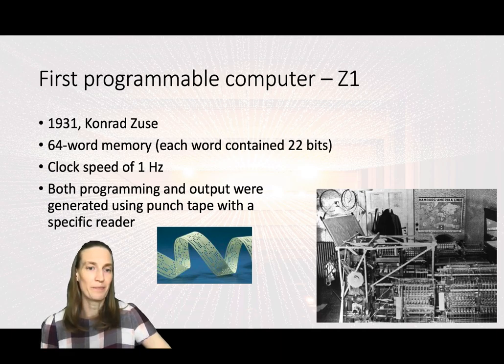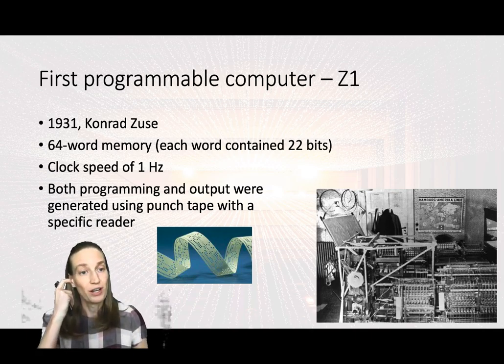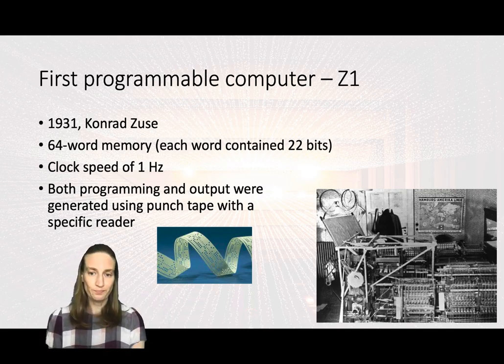Do you remember, or do you know how fast your computer is? 2.5 gigahertz, right? It means that it can perform 2.5 billion, because giga is 10 to the power of 9, operations per second. In comparison, this computer that you see in the image here has a clock speed of 1 hertz, so really slow.